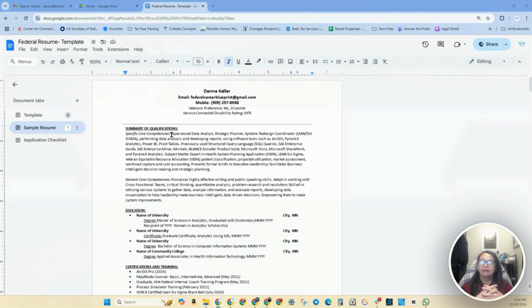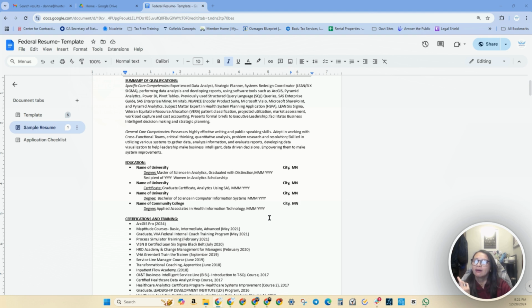I stay away from the language of expert because I always believe in learning. I'm always going to learn more from others. So for me, that's more of a preference. If you feel that you are an expert, then feel free to put that on there. General core competencies should be something that carries over from job to job. We're talking about communication, highly effective writing, being able to work with teams, critical thinking, problem solving. Those are things that you want to highlight.